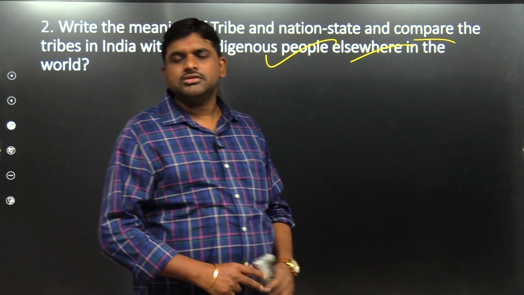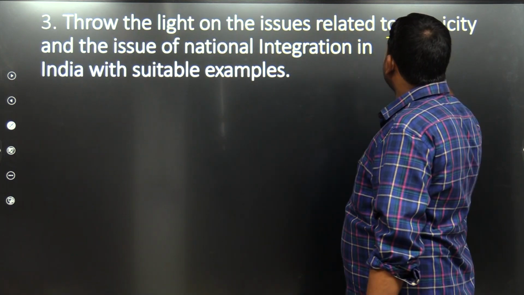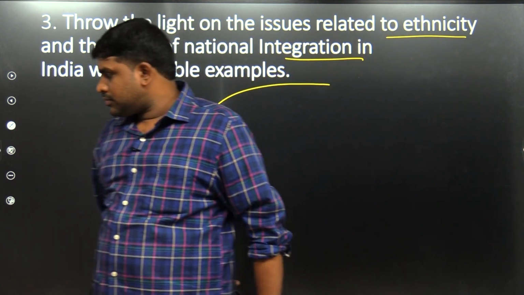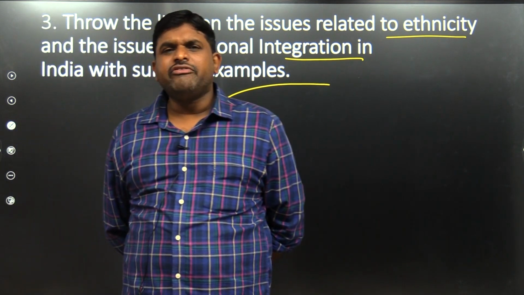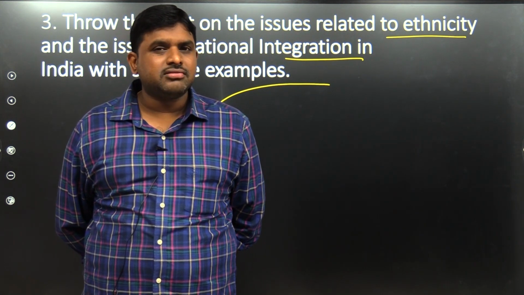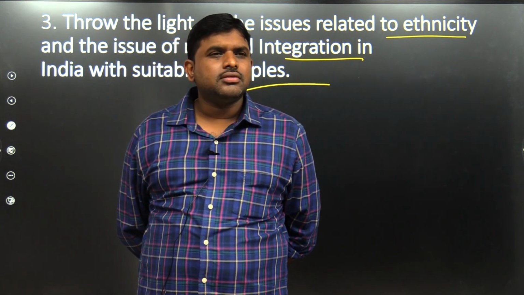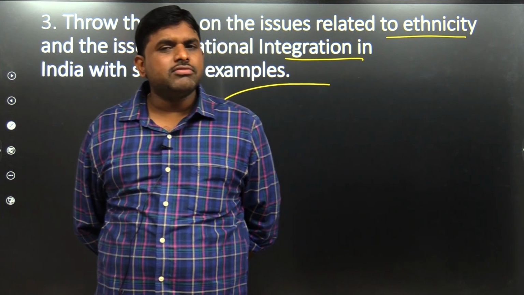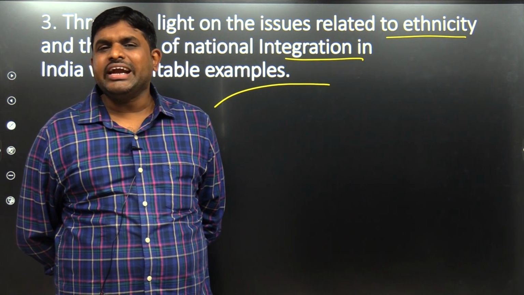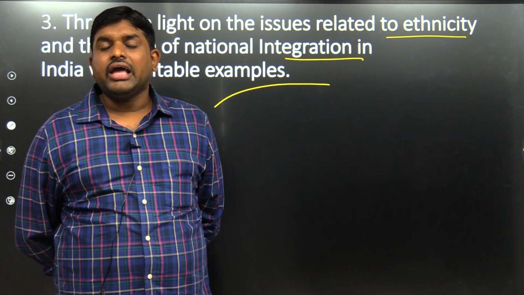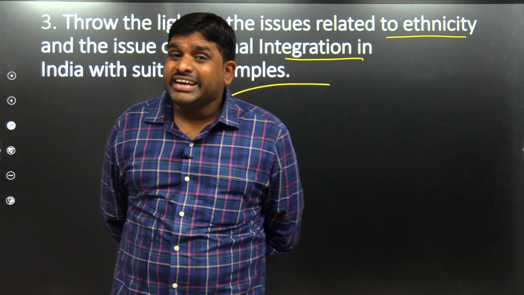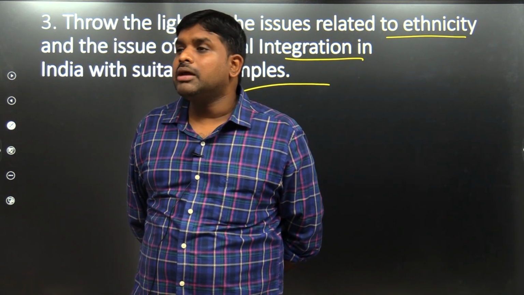Tribe and nation. Throw light on the issues related to ethnicity and the issue of national integration in India with suitable examples. Yes, ethnicity. The concept and definition of ethnicity is given by Sumner and also by Frederick Barth. These are the two people who gave the definition of ethnicity. What is ethnicity? A 'we' feeling because of common criteria, historical connections and same blood connectivity is called ethnicity. A tribe is the best example. A tribe is an ethnic community.